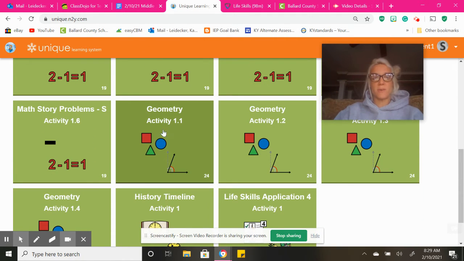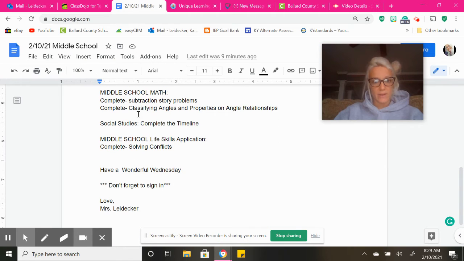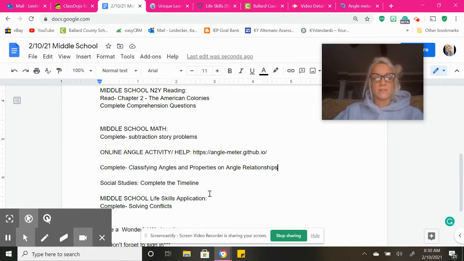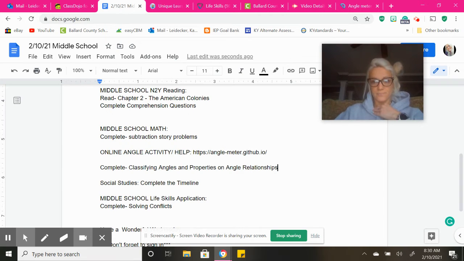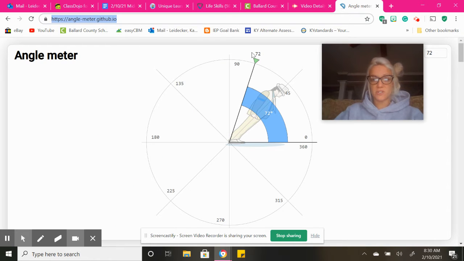And then our geometry boxes. So right here I put classifying angles and properties of angle relationships. Now this is what we did yesterday together as I taught our little mini lesson for middle school up at our smartboard. I assigned the same thing again. So you are reviewing the same lessons on angles that we did yesterday. So again, on Dojo, I will post the website. Remember we did this yesterday?